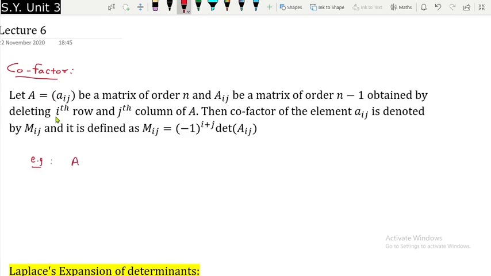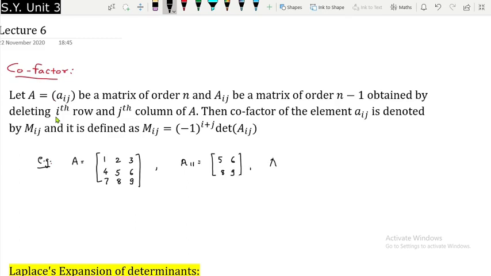Example. Suppose my matrix A is equal to 1, 2, 3, 4, 5, 6, 7, 8 and 9. So what will be my A11 matrix? It will be the matrix obtained by deleting the first row and first column. If you delete the first row and first column, what are you going to get? 5, 6, 8 and 9.